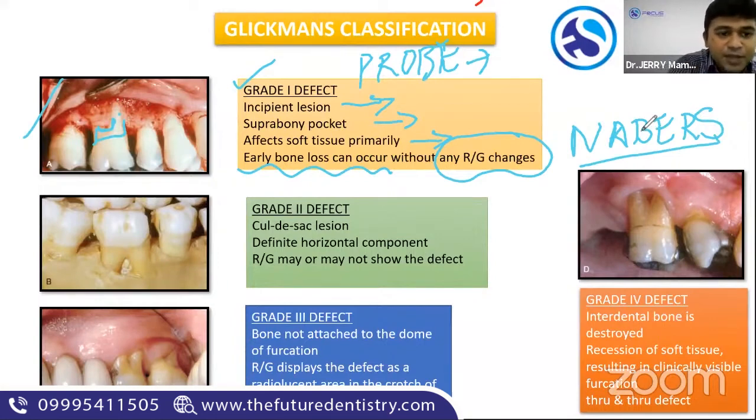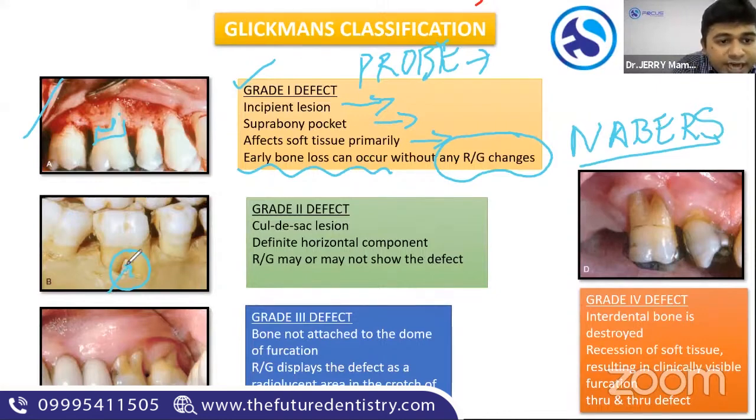Grade two defect, can you see? Now a little bit of bone is getting resorbed. So that is the cul-de-sac. Can you see? Now the bone is getting eaten up and it is moving inward. So the horizontal component is starting here. That means it's getting eaten up.